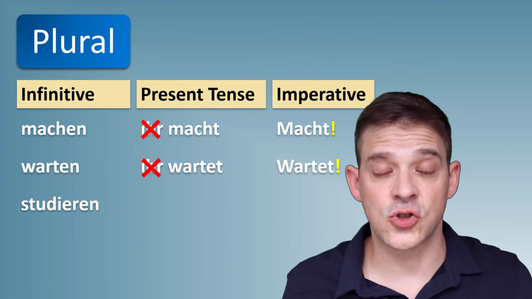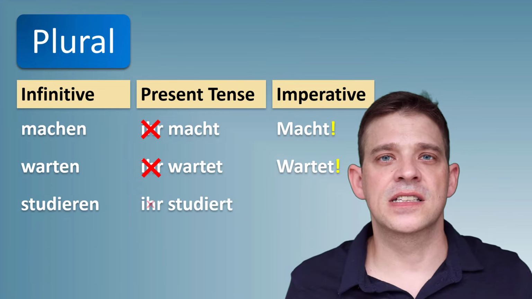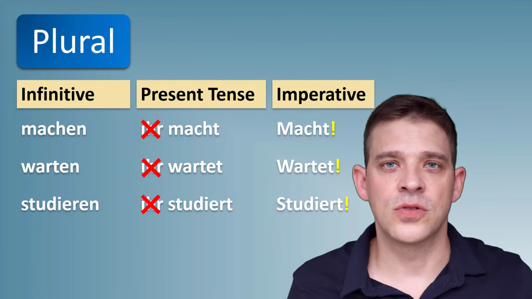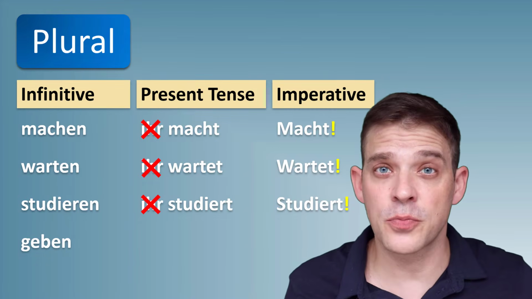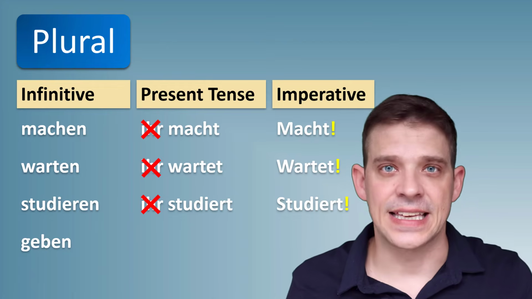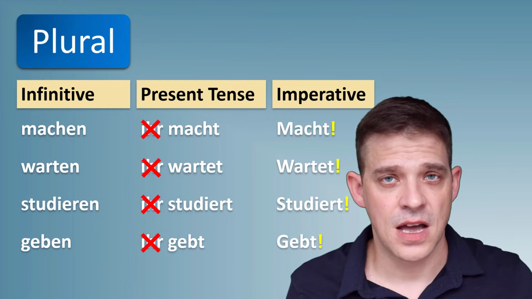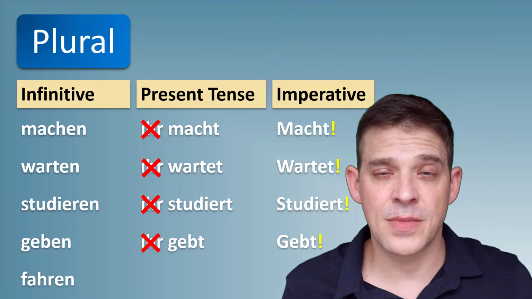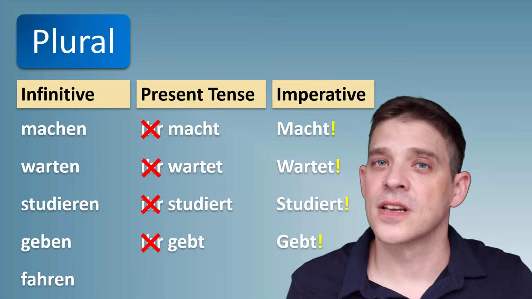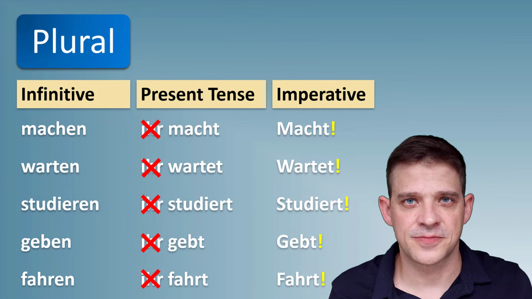Oder studieren. Studieren, to study. Ihr studiert. Und Imperativ ist auch studiert. Geben, an irregular verb, geben, ihr gebt, Imperativ ist auch gebt. Und dann haben wir noch fahren. Fahren ist auch ein unregelmäßiges Verb. Ihr fahrt, Imperativ ist auch fahrt.